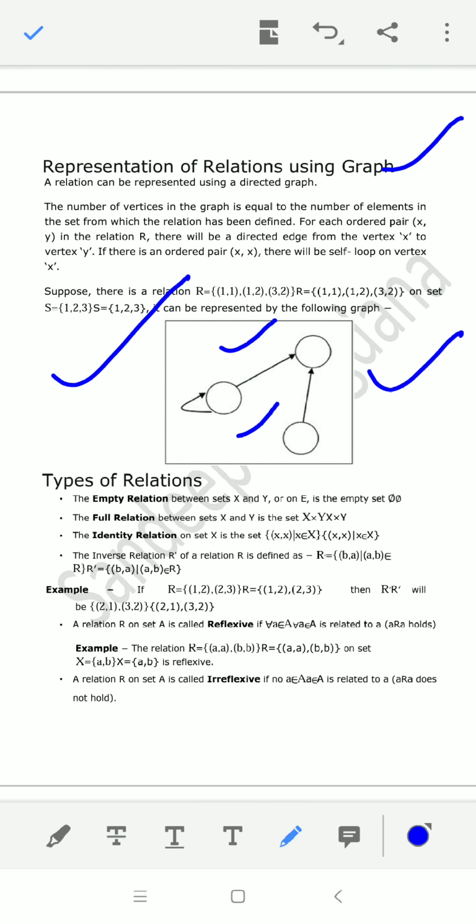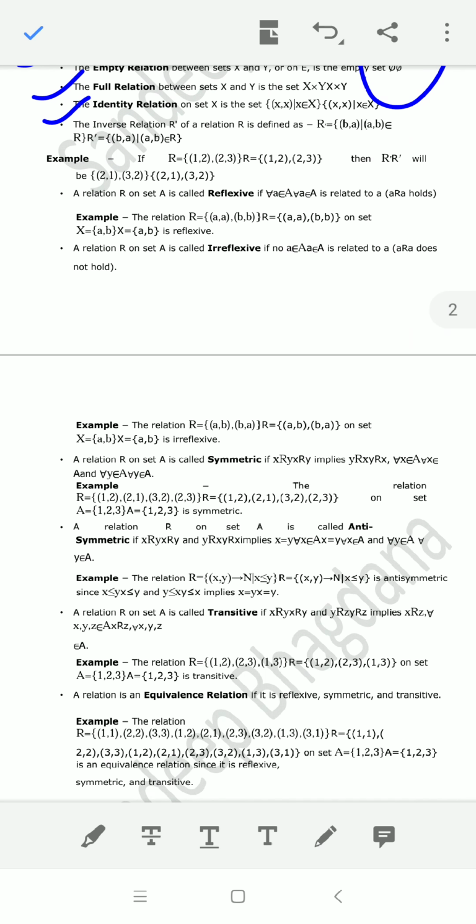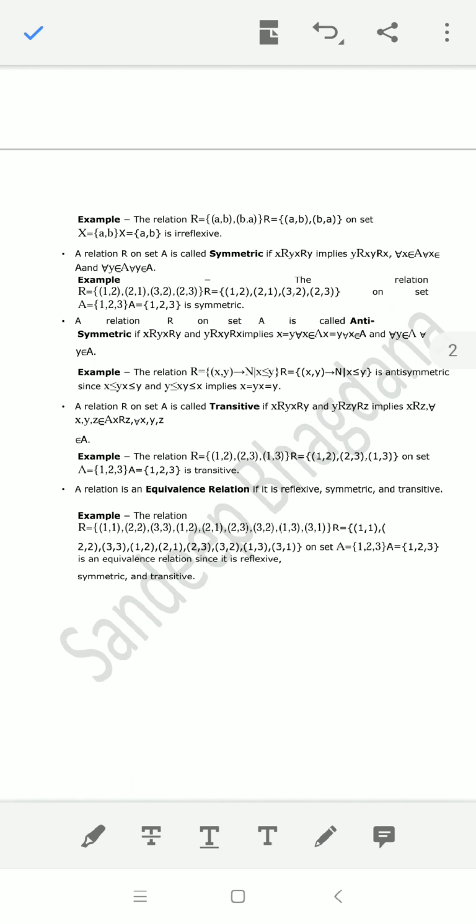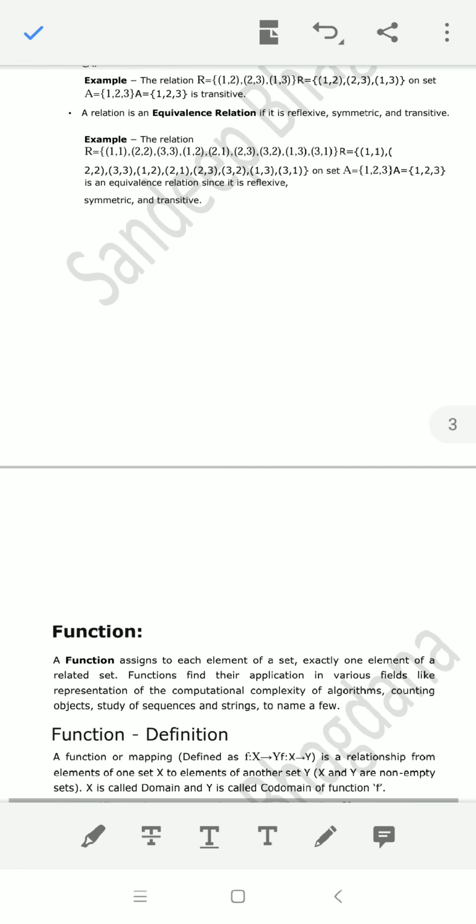Now we are discussing the types of relations. The empty relation between sets X and Y is represented by this type of symbol. The full relation, and the identity relation: these are the examples. A relation R on set A is called symmetric, as shown here, a symmetric relation. These others are also examples of the same.